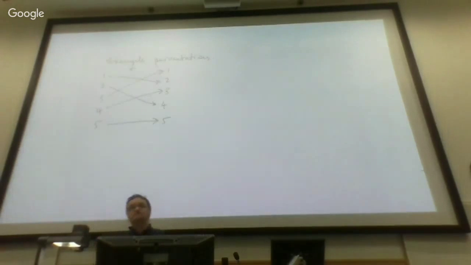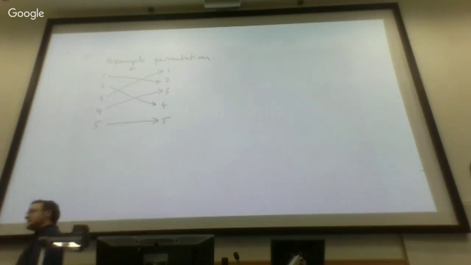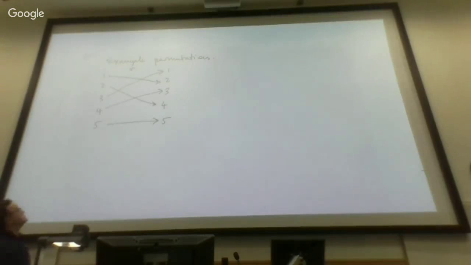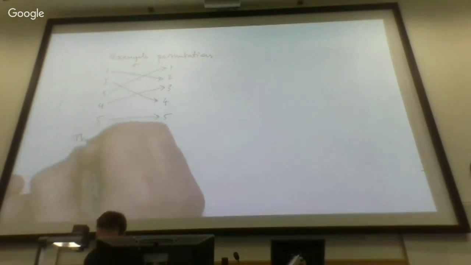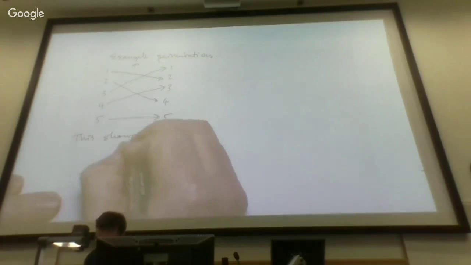I'm going to name this permutation sigma. Small Greek letters are traditionally used for representing permutations, or quite a lot of the time. So here's one permutation, sigma.